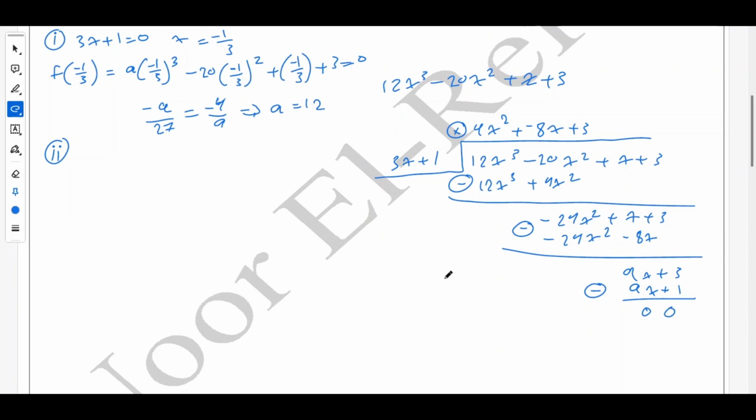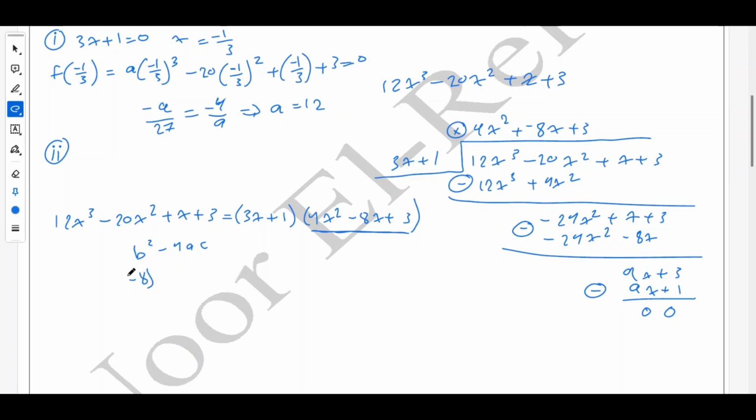By the long division, I also checked that 12 is the correct answer. According to that, 12x cubed minus 20x squared plus x plus 3 is the result of multiplying 3x plus 1 by 4x squared minus 8x plus 3. I still have to find out whether 4x squared minus 8x plus 3 can be factorized or not. But before that, I'm going to use b squared minus 4ac.